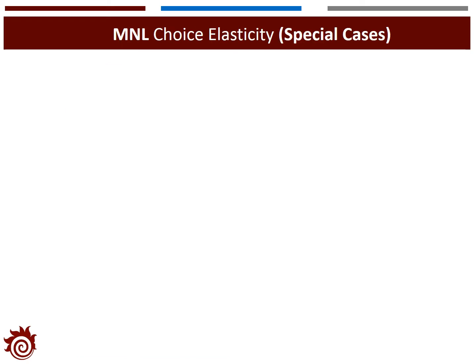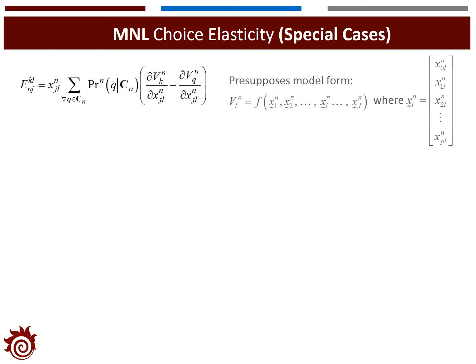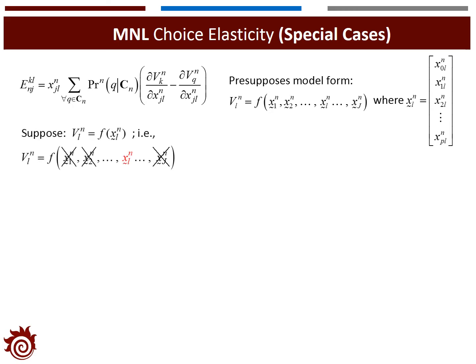In the definition of the choice elasticity, we assume that the utility is a function of a set of attributes with respect to all alternatives. But with the MNL model, we assume that the deterministic utility is just a function of the attribute with respect to the alternative l. In that sense, V_l is not related to x1, x2, or xj. It's just a function of x_l with the same alternative. And so we have the conclusion: partial V_k over partial x_jl is always 0 if k is not the same as l.